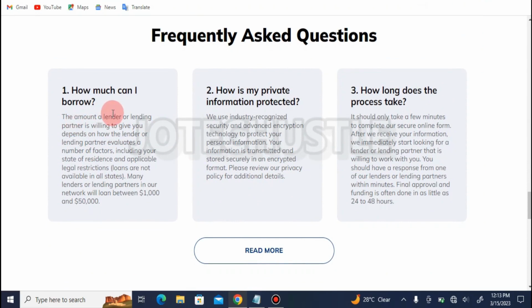Now you can see here the frequently asked question: how much can I borrow? The amount a lender or lending partner is willing to give you depends on how the lender or lending partner evaluates a number of factors, including your state of residence and applicable legal restrictions. Loans are not available in all states. Many lenders or lending partners in our network will loan between $1,000 to $50,000.